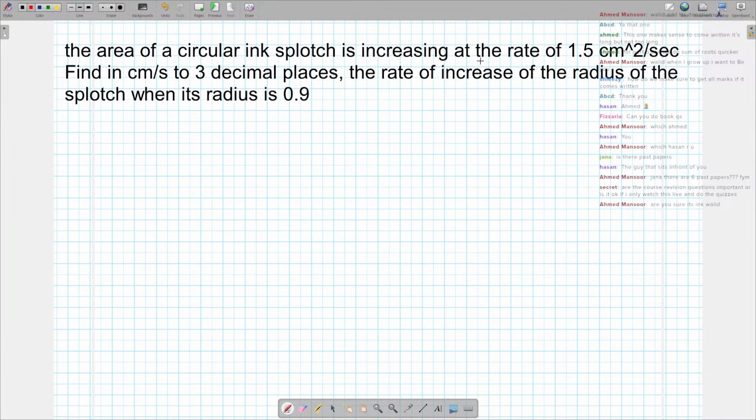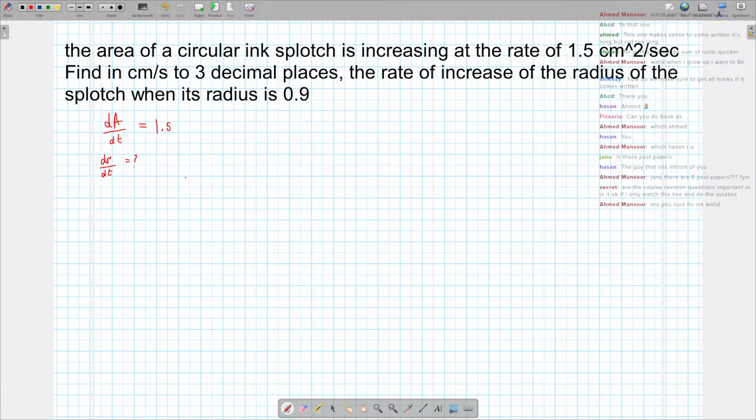The area of a circular ink splotch is increasing at the rate of 1.5 centimeters squared per second. So what did they say? That the area is increasing at a rate, so dA over dt is equal to 1.5, right? They want the rate of increase of the radius of this splotch when its radius is 0.9. They want dr over dt, right? What is dr over dt? What do I do? How do I do it?